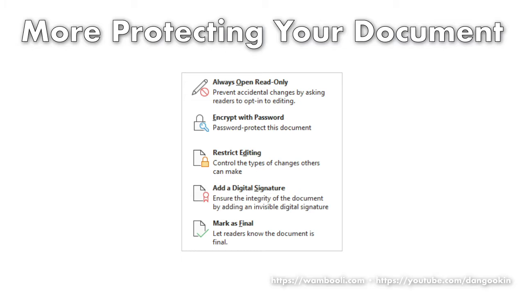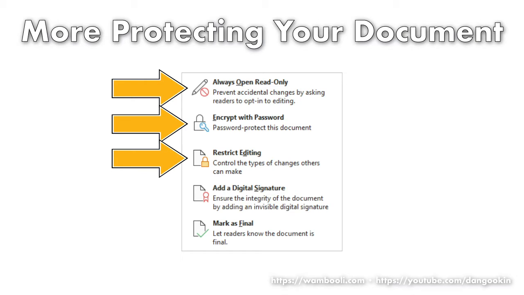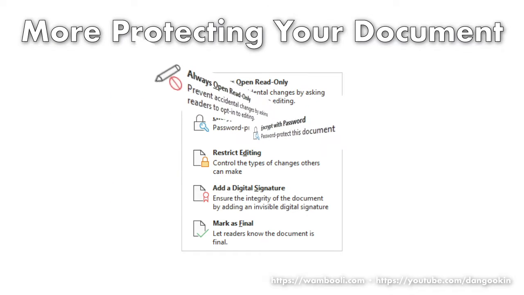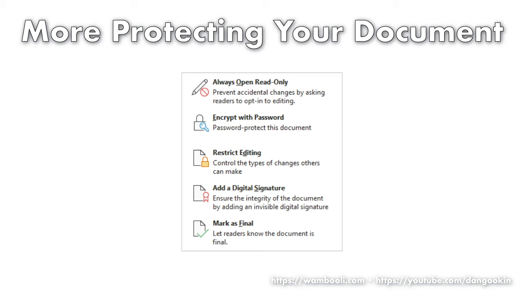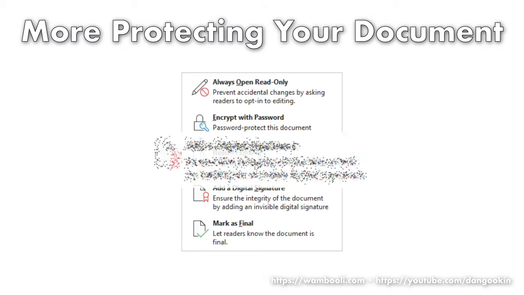Word offers 5 ways to protect your document: read-only, password, editing restriction, digital signature, and mark as final. The read-only and password options were covered in the previous Word Tips video. This time, I cover the rest. First, I can tell you the digital signature is probably something you'll never use.